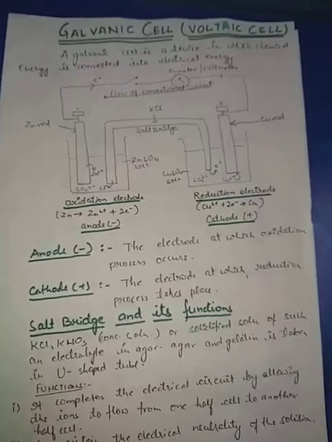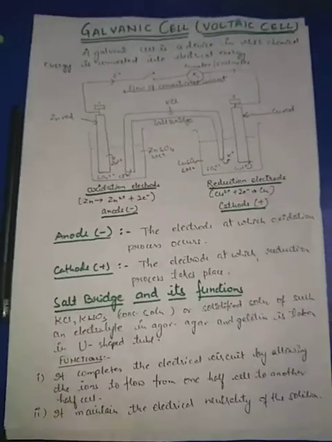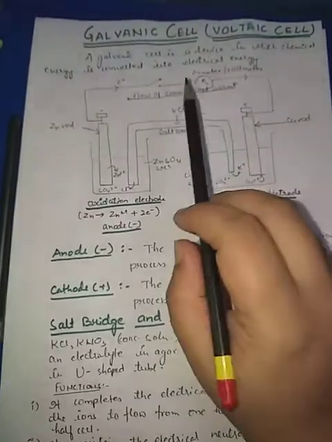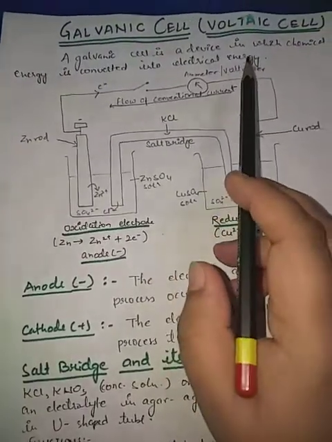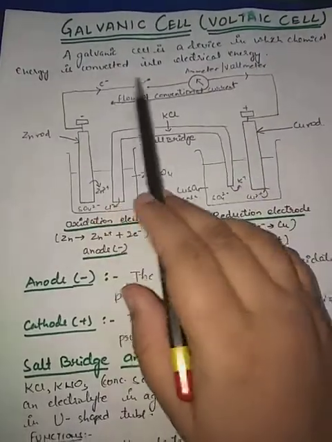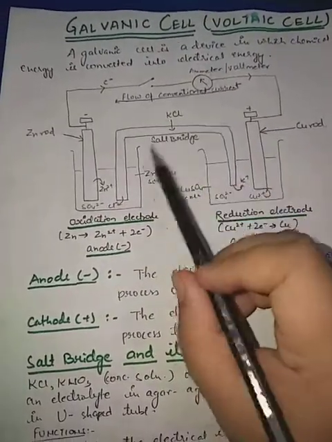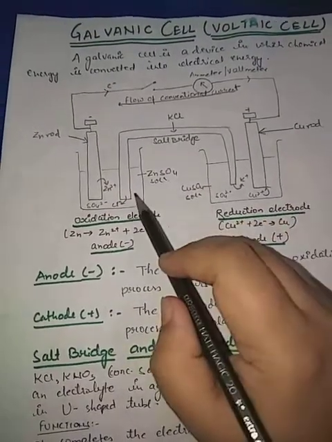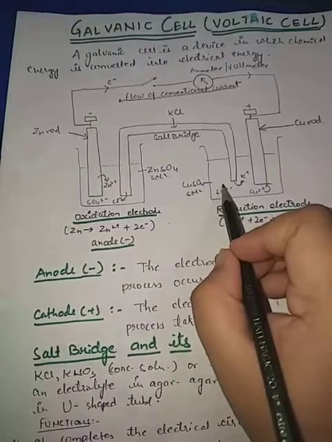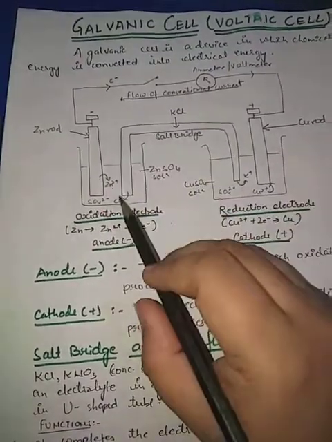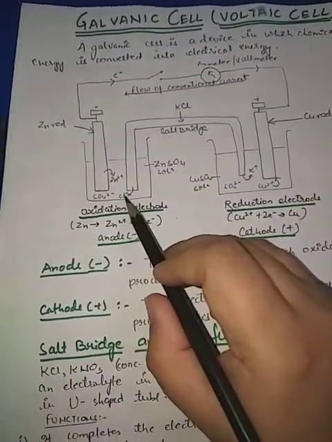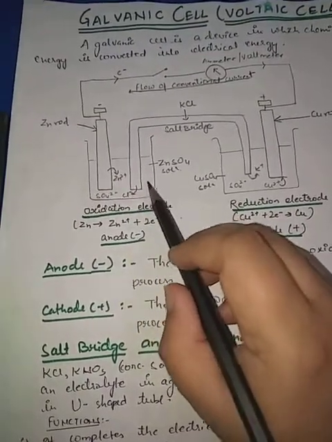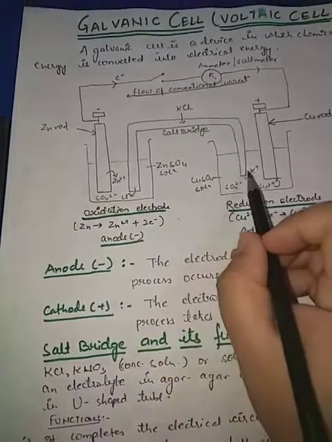Hello students. Today we will study the galvanic cell, which is also called the voltaic cell. A galvanic cell is a device in which chemical energy is converted into electrical energy. The chemical energy of these chemicals, taken here as an electrolyte, is converted into electrical energy. See, this is one cell in which zinc rods are here, and this aqueous solution is zinc sulfate.